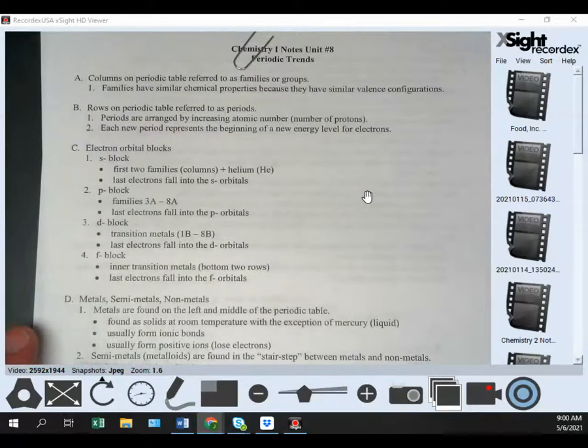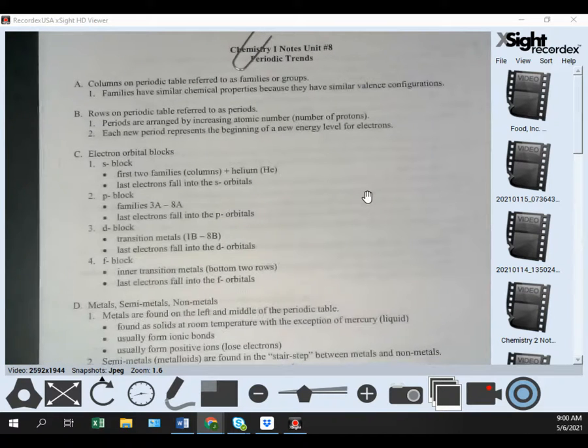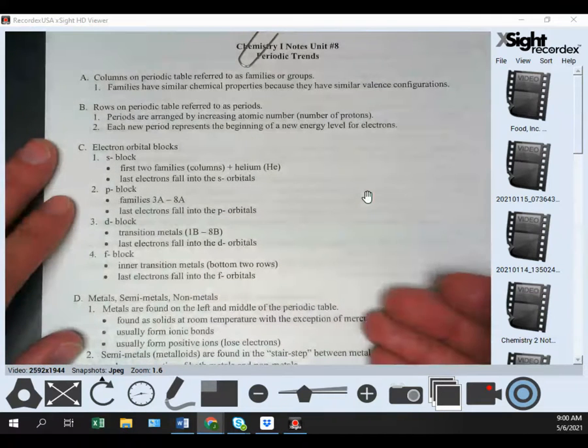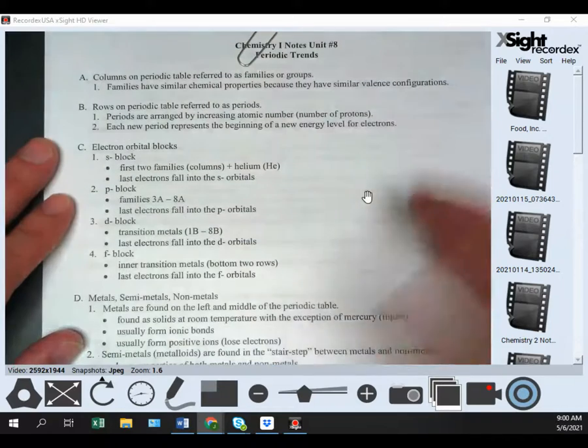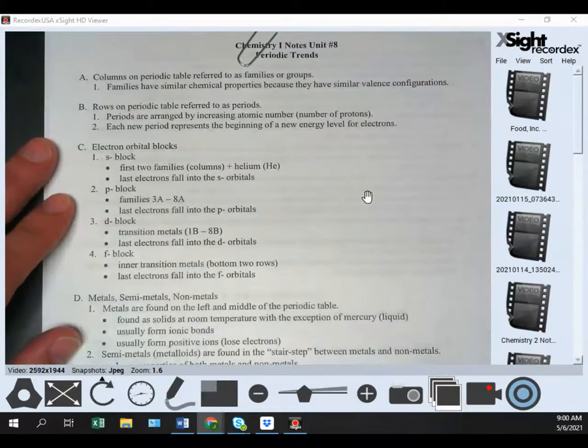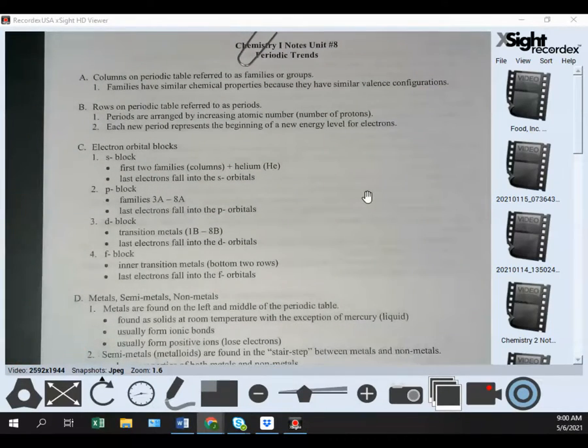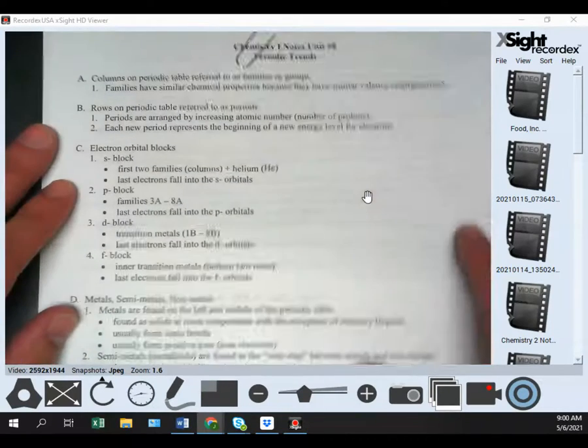All right, so the periodic trend notes. I'm going to go through this briefly. A lot of this you guys can just read and understand. There's no secret to a lot of it, but I'm going to try to point out some things.